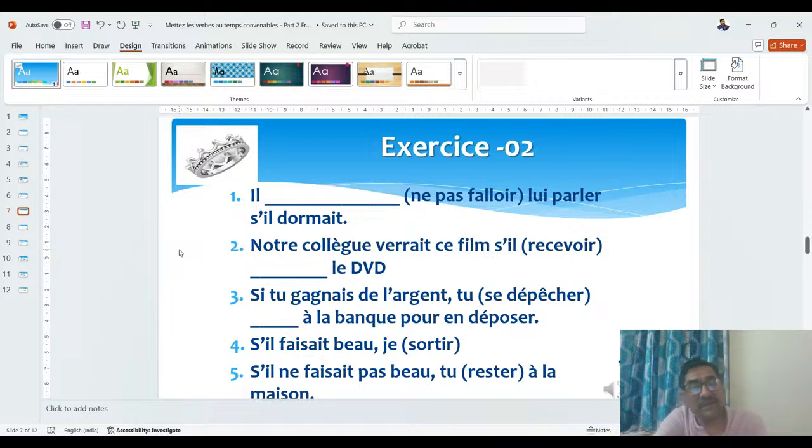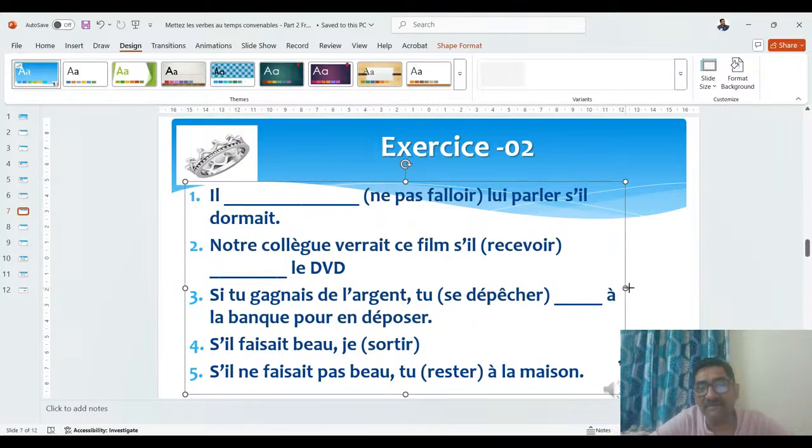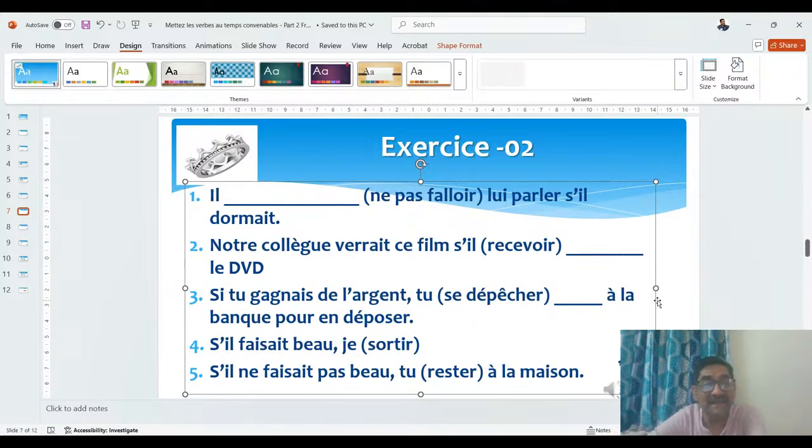Now you will ask me, how do I conjugate things in conditional? Conditional is very simple. Conditional is future of the verb minus the endings plus imperfect endings. That is the easiest way to remember it. Notre collègue verrait se faire. See, the verb itself is given in conditional. So I have to put recevoir in imperfect. Tu gagner de l'argent. This is already given in imperfect. So I'm going to put se dépêcher and then change it to conditional.